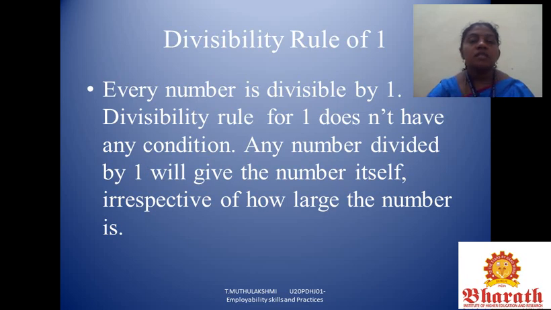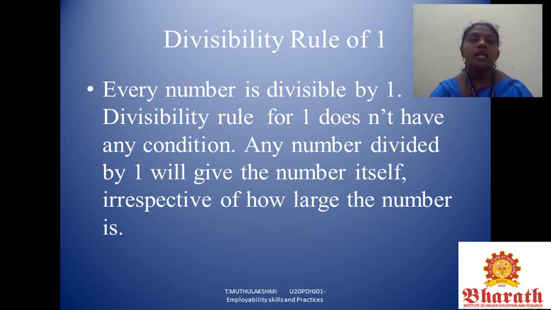So first we see the divisibility rule of 1. So divisibility rule of 1 is a very easy one. Every number is divisible by 1. Divisibility rule for 1 does not have any condition. So any number divided by 1 will give the number itself irrespective of how large the number is.